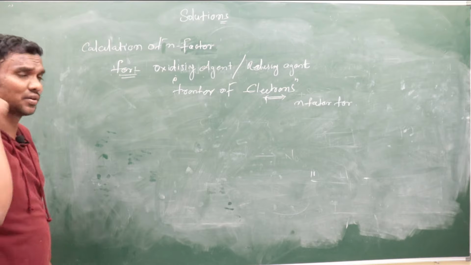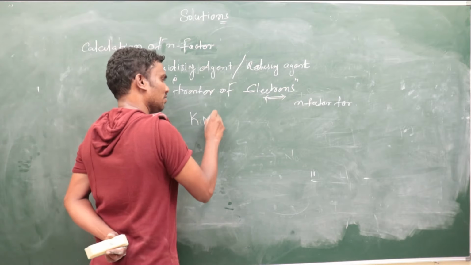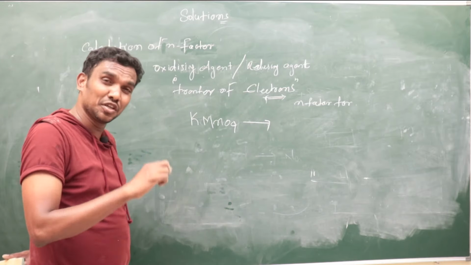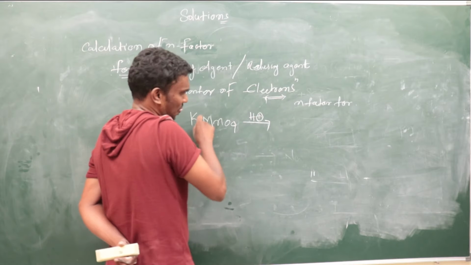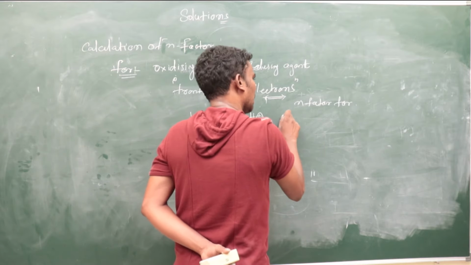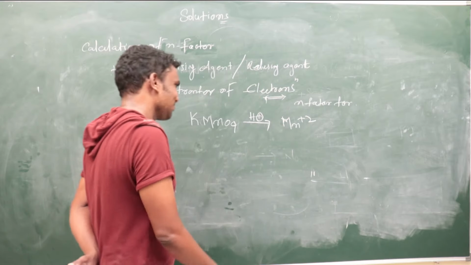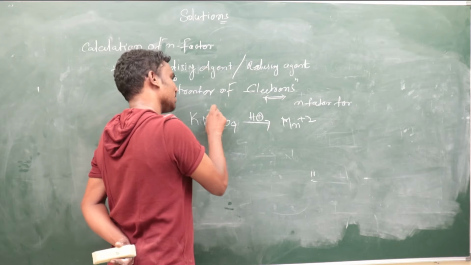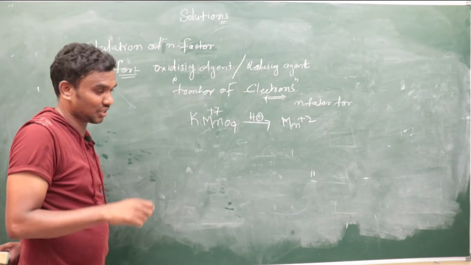See, sir, observe carefully. Here we have KMnO4 in acidic medium. H plus means acidic medium. Here it becomes Mn plus 2. What is the oxidation state of Mn here, sir? Here it is plus 7. Let me explain how the plus 7 comes. Just look at the board.